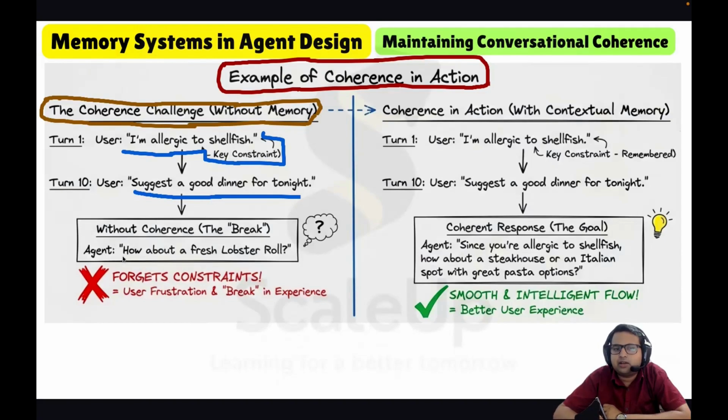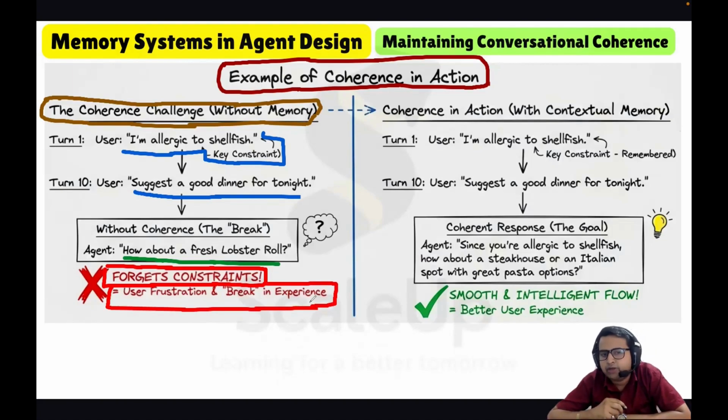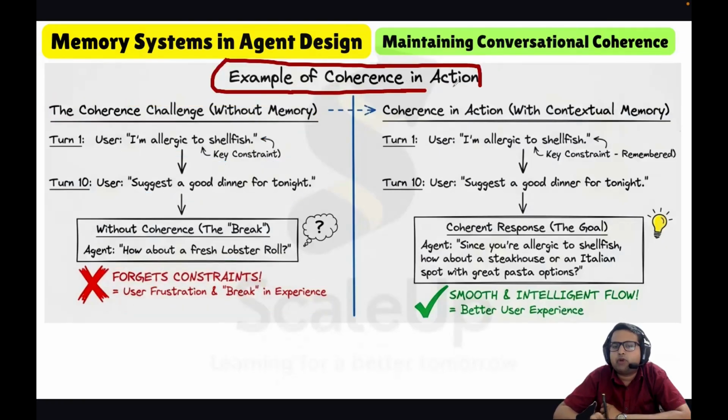So the agent will recommend a shellfish recipe for dinner, and it can be a disaster because without memory, the agent will forget the constraints, and because of that, it will generate a response which will not take into consideration the constraints of the user, and the end user will lose trust in the agentic AI system. The end user will become frustrated, and it will create a break in the experience. Now what if we make use of contextual memory? With contextual memory we can achieve coherence.